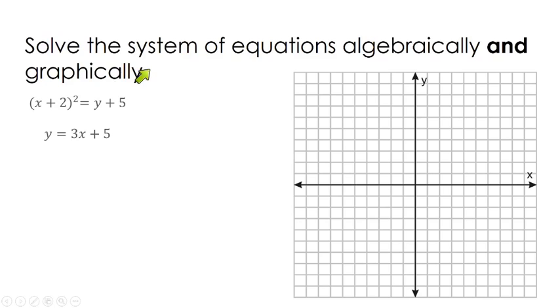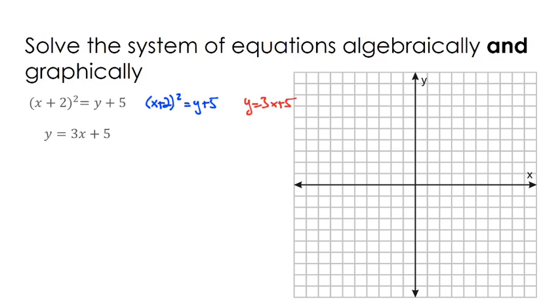This says solve the system of equations algebraically and graphically. We've got this system here, and I think I'm going to start off by solving it algebraically. Let me start by color-coding, because whenever we solve systems, it helps to have them in certain colors. I've got the first one in blue, and it's definitely going to be a quadratic. Then we've got this second linear equation in red.